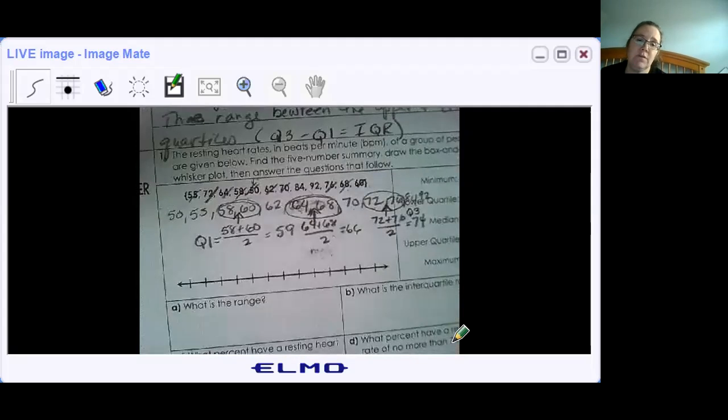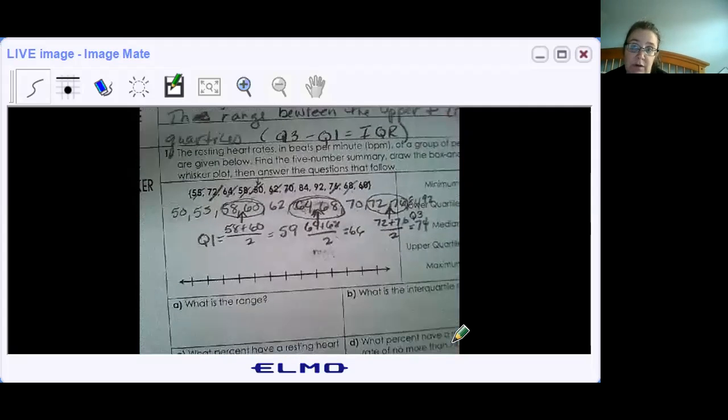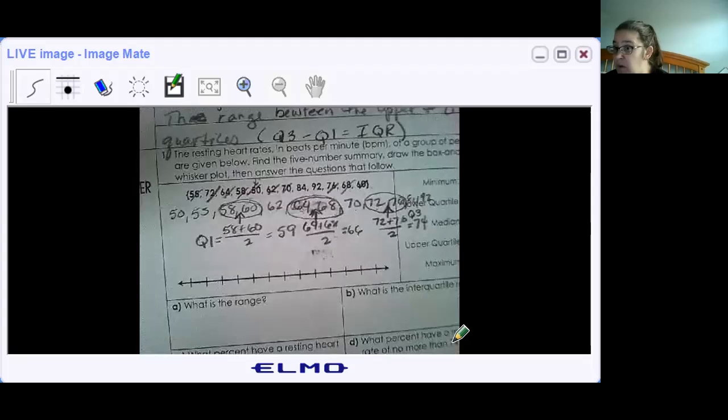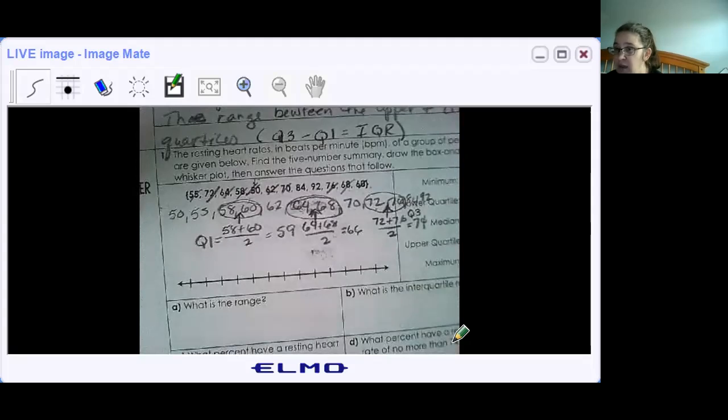Now, the first thing we have to do is figure out how we want to do our number line. And I struggled with this when I worked on it earlier because I got to go from 50 to 92. That's a pretty big span. Now, I don't know how many boxes I have, but I probably want to go from 50 to 100.